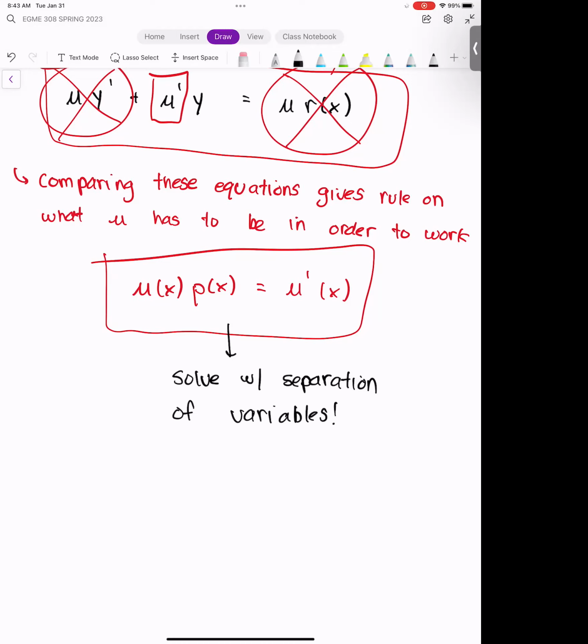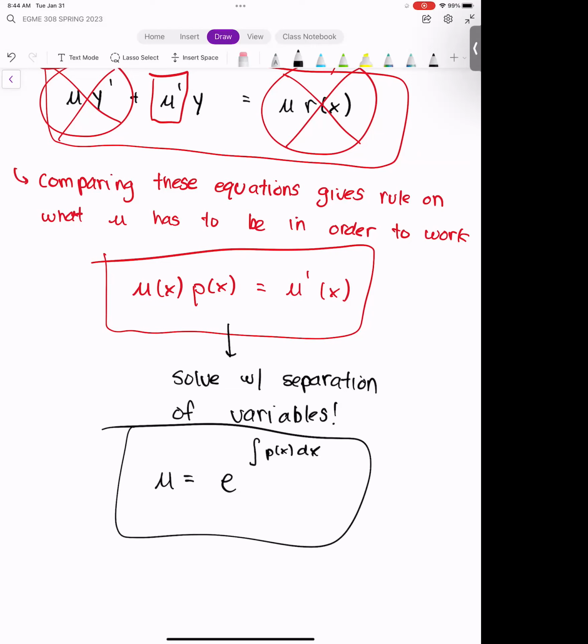So I'm not going to go through all the details just because we've done that many times before. But what you end up with is that our function mu is going to be an exponential function. It's going to be e to the integral p of x. I believe that was the last thing that we talked about at the end of class last time.